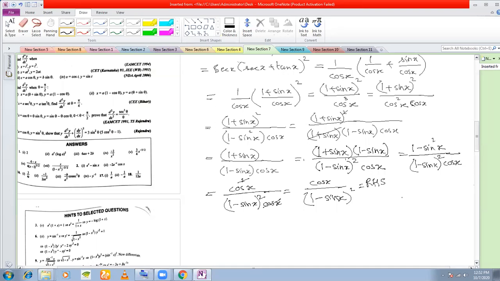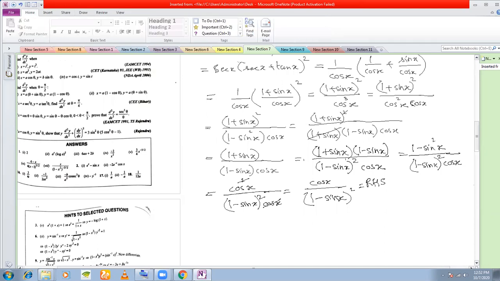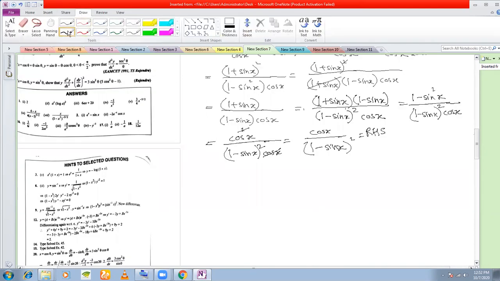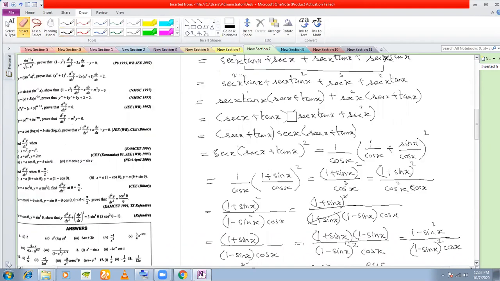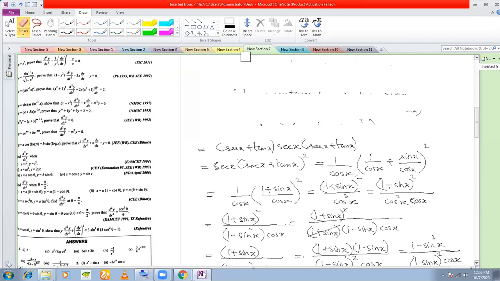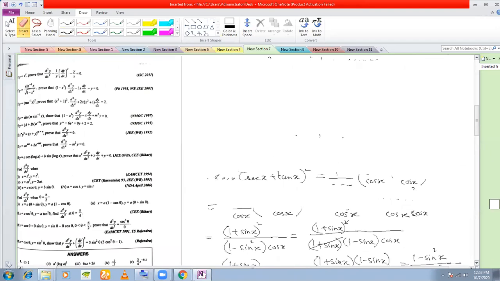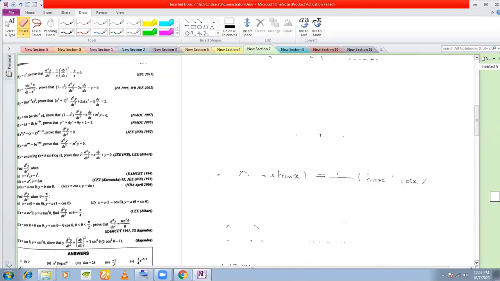Okay. So this was more of a trigonometry problem than a differentiation problem. Fine. So let's see the next one. Next one involves your exponential function.